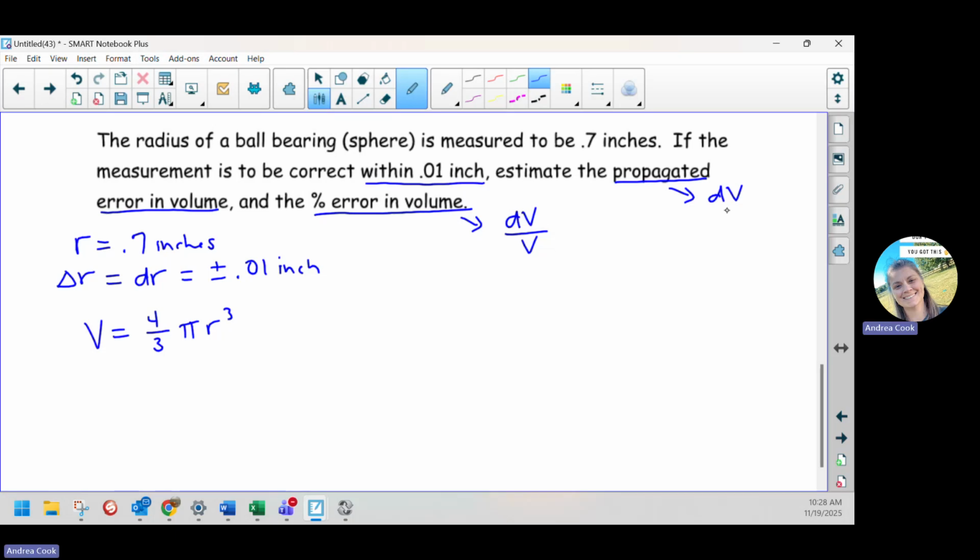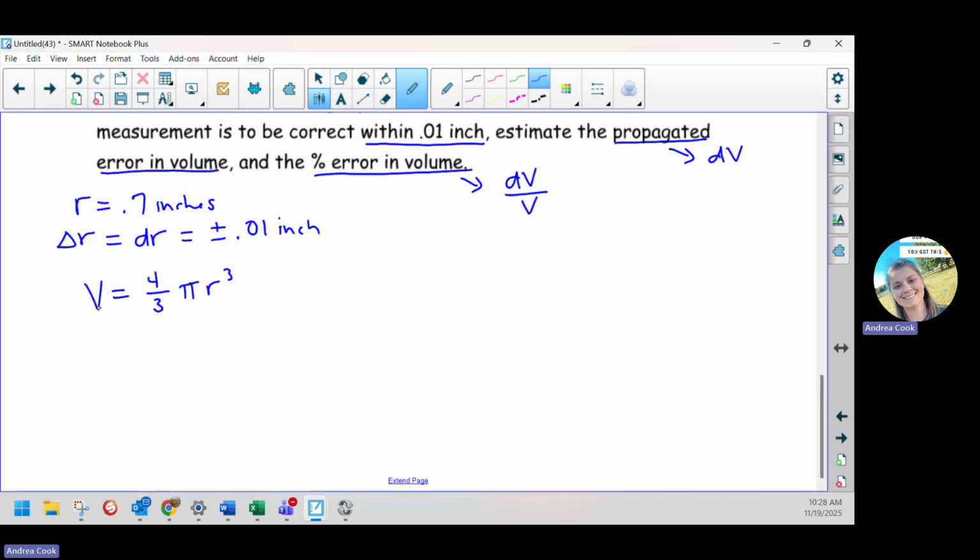Because it says estimated, we want to find dV. So we're going to go ahead and find, we have V and r, so this would be dV over dr is equal to, we bring that down, so that's going to be 4 pi r squared. And we want dV, so we're going to multiply that dr over. So dV is equal to 4 pi r squared dr.